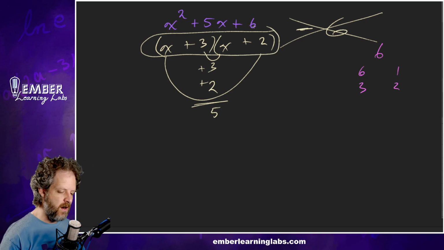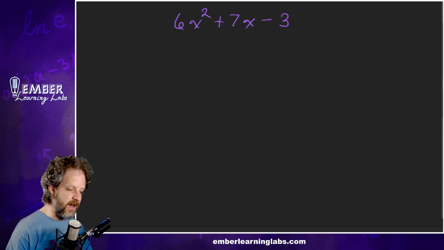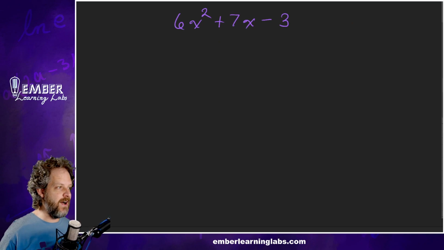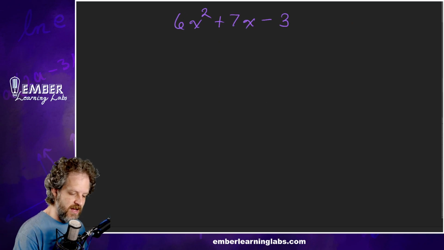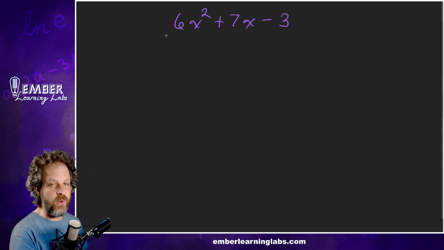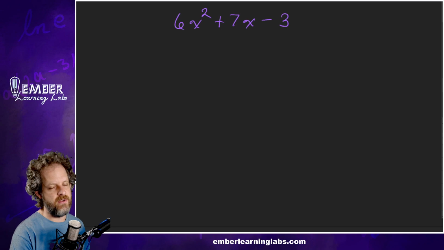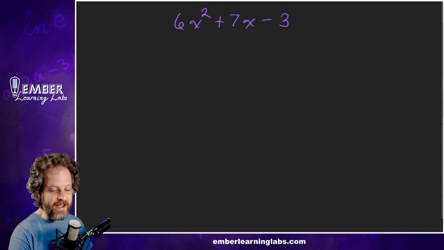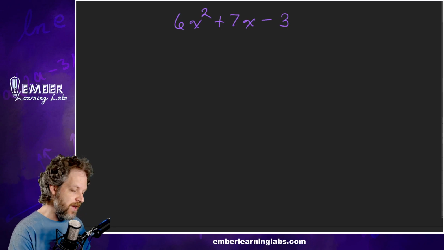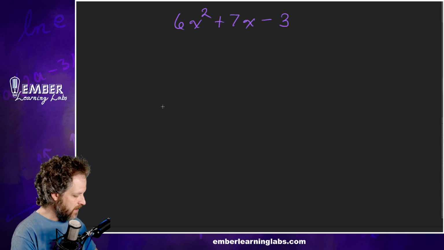Okay. All right. Let's do another one. This time, we've got one where this number in front of the x squared term is not, in fact, 0. That would be a totally different thing. It's not, in fact, 1, right? And so it's going to be a little bit harder.